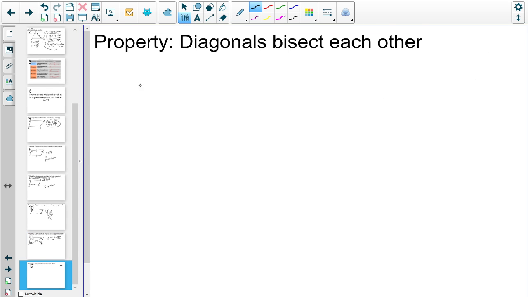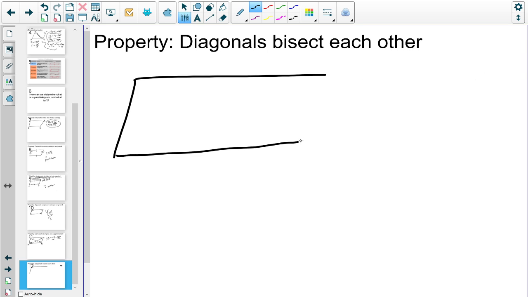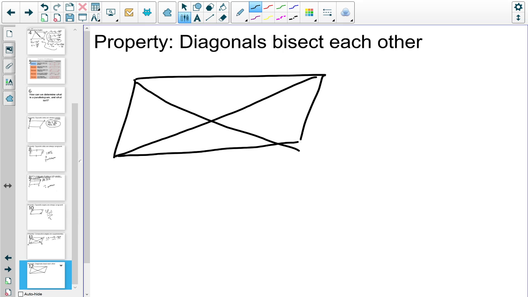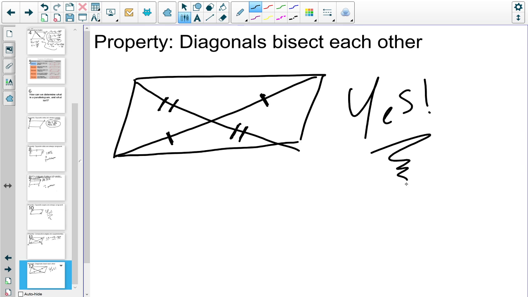Then the diagonals bisect each other. Your friend draws you this sloppy parallelogram. I'm getting a lot better at drawing parallelograms. And they say, well, we have these diagonals, and ignore that, I was talking too much about how good I was getting at it, and I definitely messed that up. But let's just say that that's perfect. And your friend says, well, this one bisects that, and this one bisects that. Well, you say to yourself, this is a quadrilateral, and it has diagonals that bisect each other. And I know that parallelograms have that, so yes, it is indeed a parallelogram.